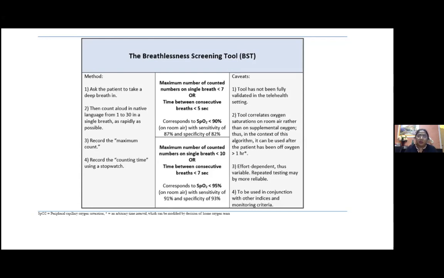Now when you count the numbers, if the maximum number of counted numbers on a single breath is less than 10, or the time between 2 consecutive breaths is less than 7, then that corresponds to a saturation of 95. So in that case, you are safe. But if the maximum number that you're counting is less than 7, then that is a cause for concern, and you should try and get these patients to the hospital.